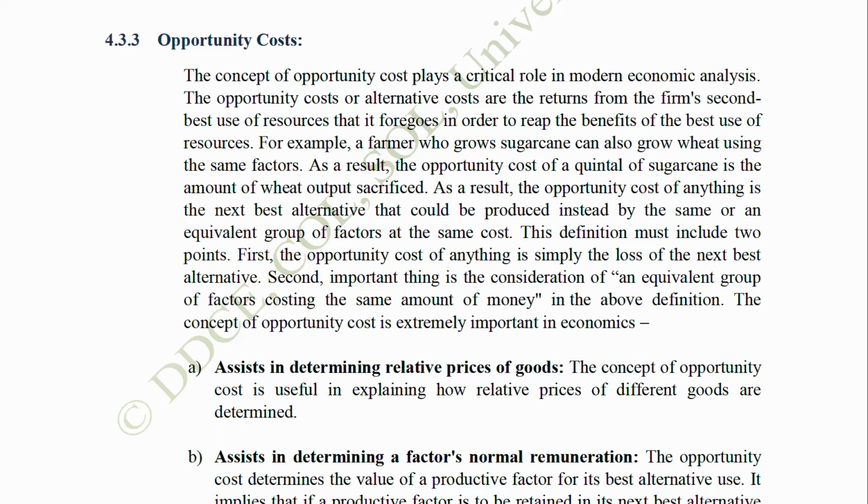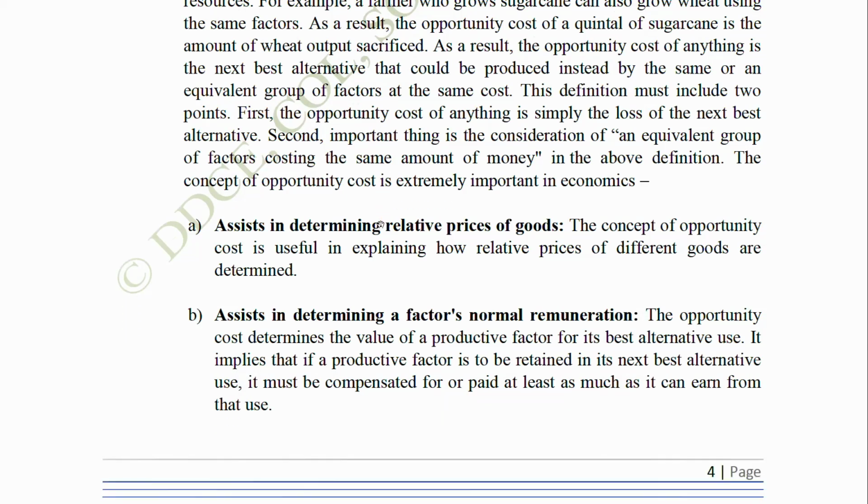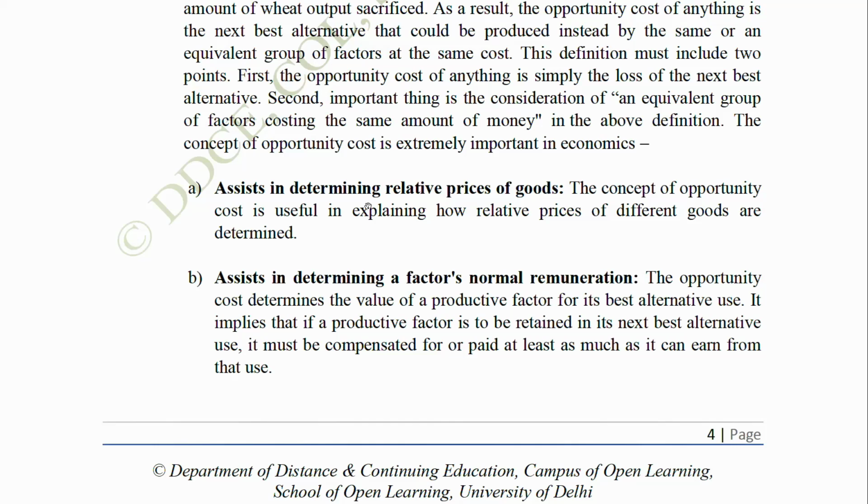A. Assist in determining relative prices of goods. The concept of opportunity cost is useful in explaining how relative prices of different goods are determined. B. Assist in determining a factor's normal remuneration. The opportunity cost determines the value of a productive factor for its best alternative use. It implies that if a productive factor is to be retained in its next best alternative use, it must be compensated or paid at least as much as it can earn from that use.